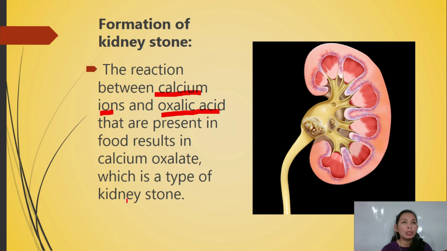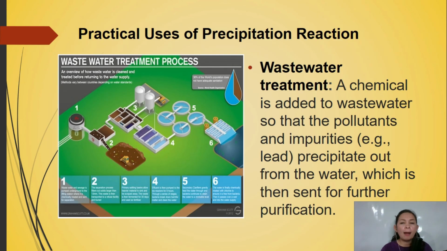So, you need to use them minimally or eat them minimally. Another example, practical uses of precipitation reaction, we have wastewater treatment. A chemical is added to wastewater so that the pollutants and impurities, like lead, precipitate out from the water, which is then sent for further purification. Meaning a chemical is being added so that a precipitate is produced and removed from the water before it is further purified.